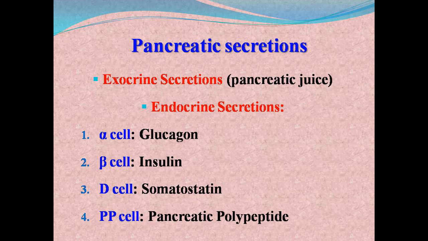Here are the pancreatic cells with their secretion. Pancreas has two portions, exocrine portion which secretes pancreatic juice and endocrine portion which secretes hormone. We have four types of cell in pancreas. Number 1, alpha cell secretes glucagon. Number 2, beta cell secretes insulin. Number 3, D cell secretes somatostatin, and number 4, that is pancreatic polypeptide cell, secretes pancreatic polypeptide.